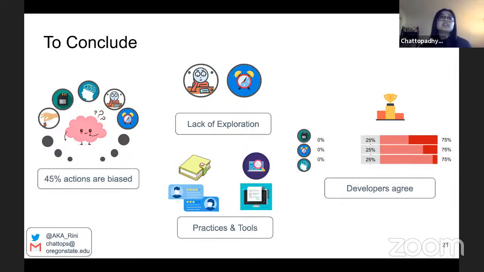So we compiled a set of practices and a wish list of tools that can help developers mitigate the effect of the biases.